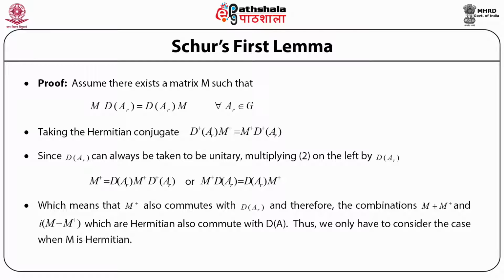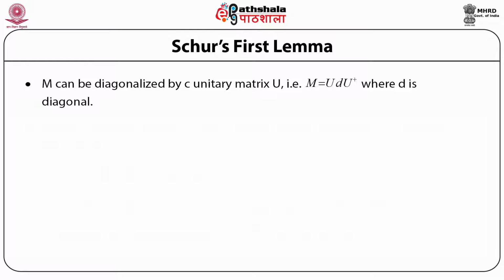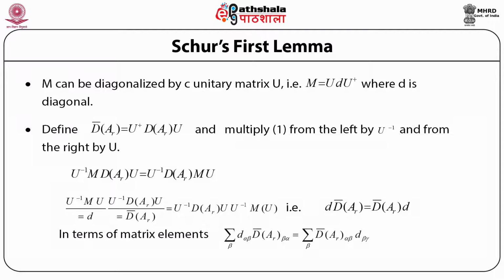So what have we learned? We have learned that we only have to consider the case when M is Hermitian. Now the matrix M can be diagonalized by a unitary matrix U. That is, M is equal to U D U dagger, where D is a diagonal matrix. Let's define D bar(A_R) as U dagger D(A_R) U, and then we multiply this from the left by U inverse and from the right by U.